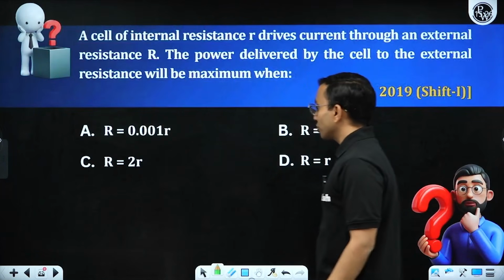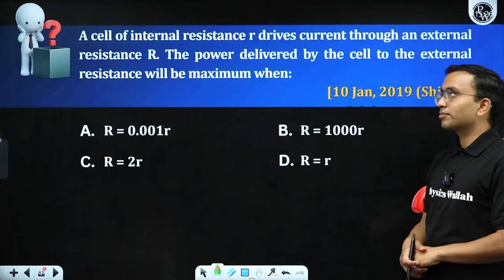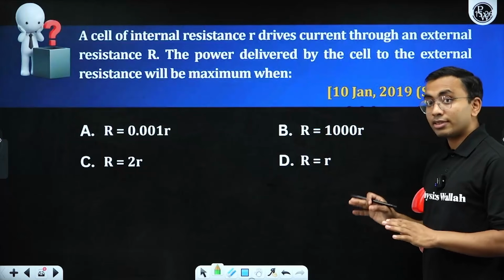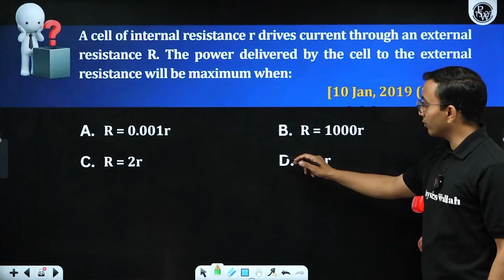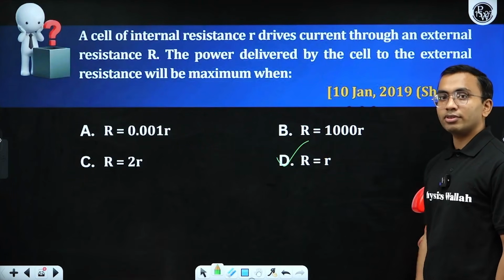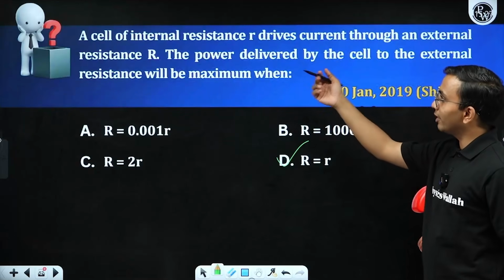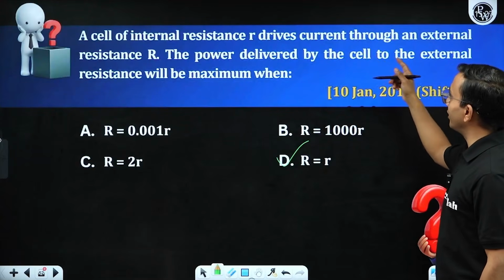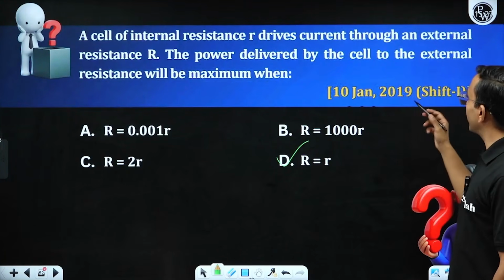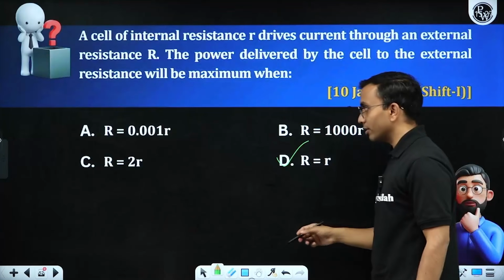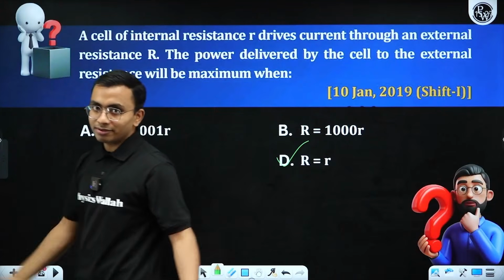In mains a question was asked on this, and this is just a straightforward question. We got r is equal to R as the answer. No variation, just say it. A cell of internal resistance r drives a current through an external resistance R. The power delivered by the cell to the external resistance will be maximum when R is equal to r. Remember it, R is equal to r.